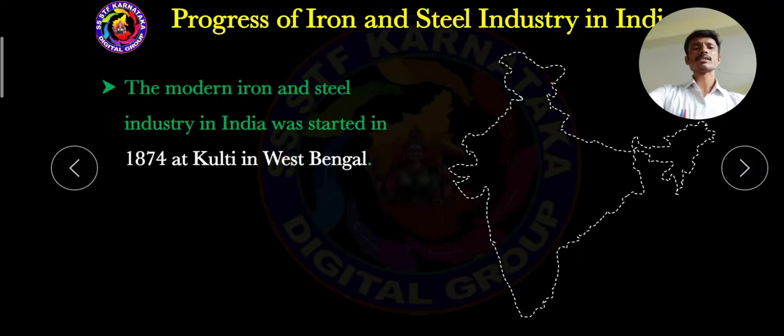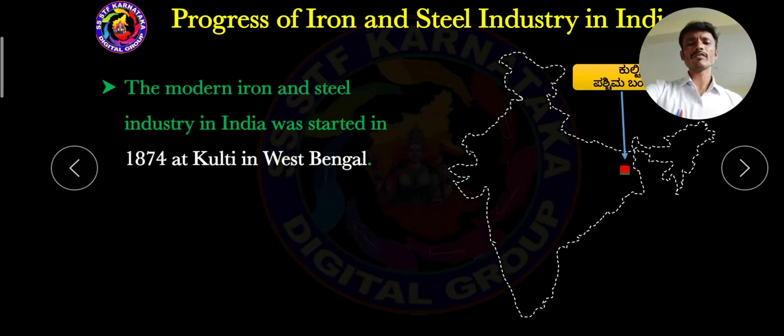And the progress of the iron and steel industry. So this is the modern iron and steel industry. What is the meaning of modern here? Modern means new, latest industry. In the field of the iron and steel industry, there has been a lot of progress, and there are some important places where these industries are located. So the first modern iron and steel industry in India was started in 1874 at Kulti in West Bengal.